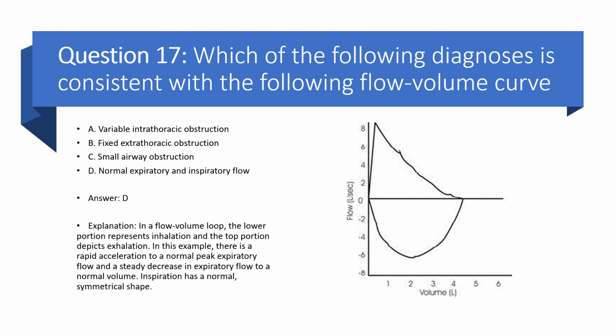To gain a little more insight, the explanation says that in a flow volume loop, the lower portion represents inhalation and the top portion depicts exhalation. In this example, there is a rapid acceleration to normal peak flow and a steady decrease in expiratory flow to a normal volume. Inspiration has a normal symmetrical shape. So on the bottom you have that normal symmetrical shape. That's the inhalation part. The top portion, they're reaching peak flow very quickly, in less than a second.